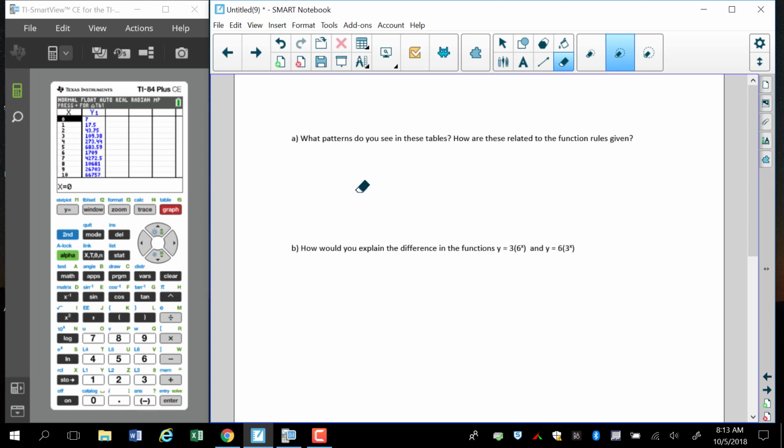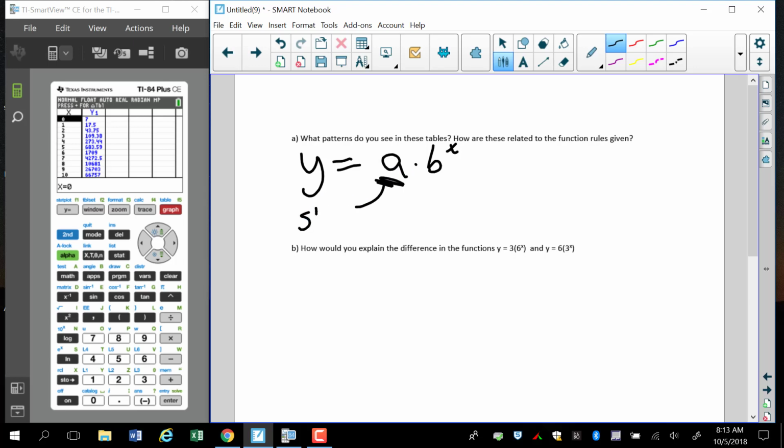So what patterns do you see in these tables? How are they related? Really what I want to do is talk about just the function rule itself. So this is the general rule, a times b to the x. This is how it starts. This is where it starts. It's important that that is the starting point or the y-intercept. If we want to use our terminology from the previous unit, and this b is the growth or the change.